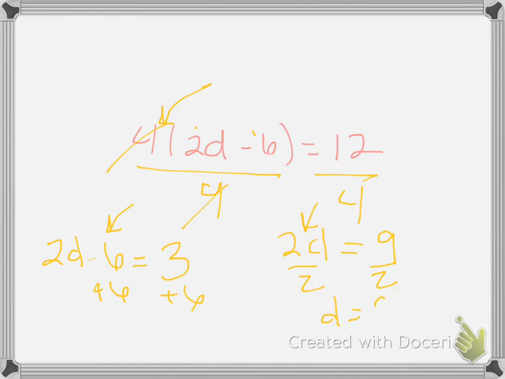So D equals 9 over 2, which is the exact same fraction as we had before, but the fraction is simplified. Okay, so my answer here is D equals 9 over 2, which is the exact same as what our fraction was before.